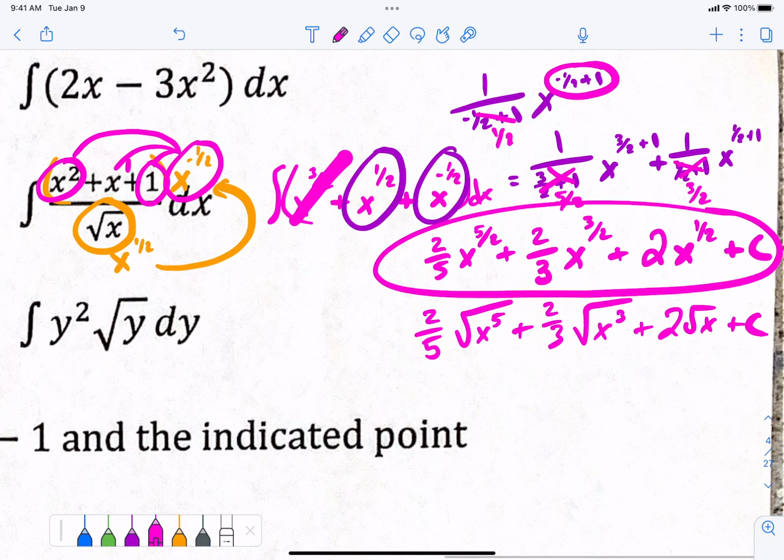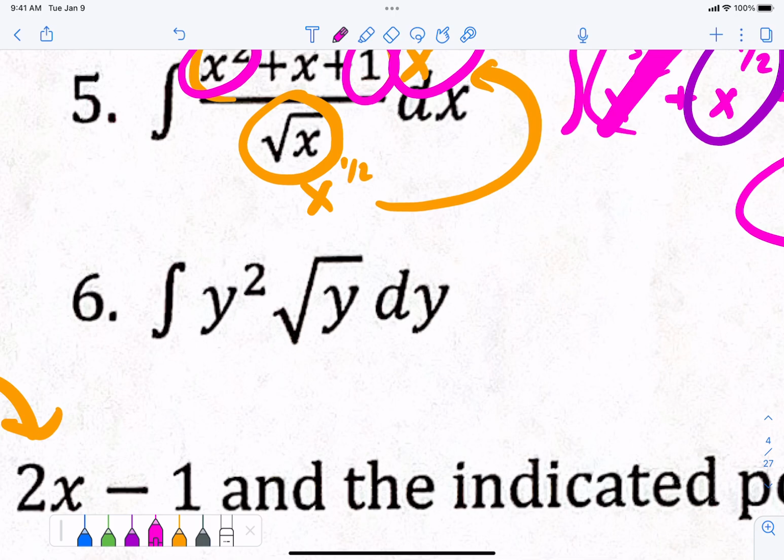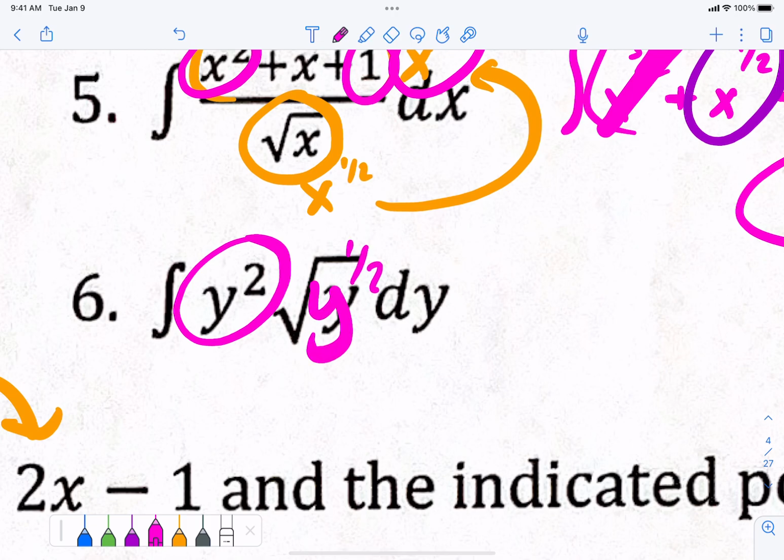Icky stuff. Can we look at 6? Should we look at 6? Sure. Yeah, I don't know if I can do number 5 on my own. Sure, that's fine. We'll get you to the point where you can, okay? y squared is fine, but this is y to the 1/2 power, okay? And I'm multiplying those together. When you're multiplying those together, what do you do with the exponents? Add them, okay? So what's 2 and 1/2?